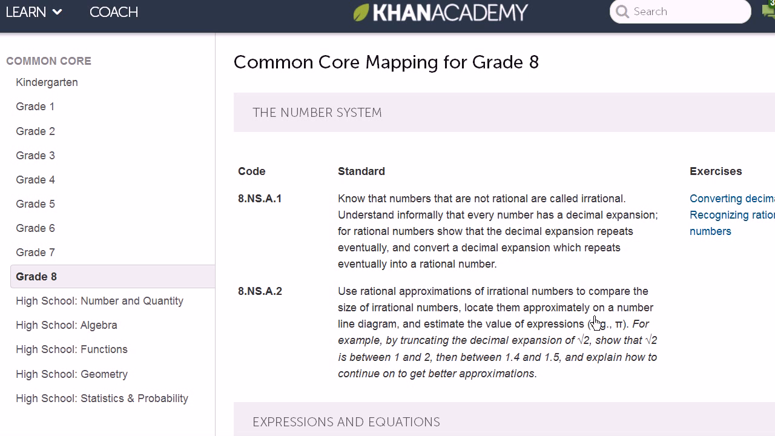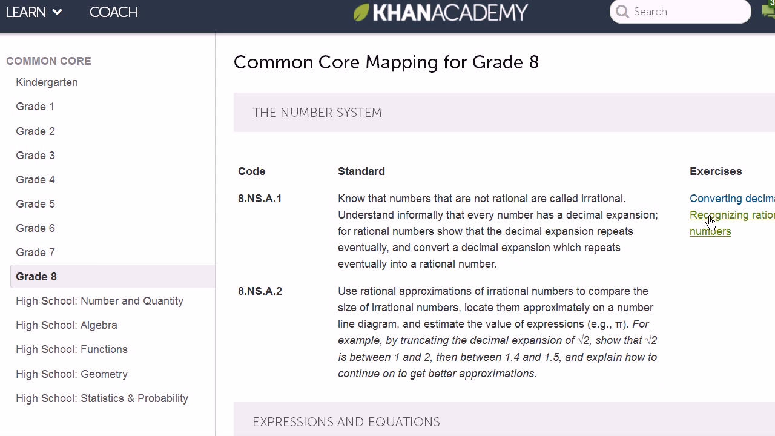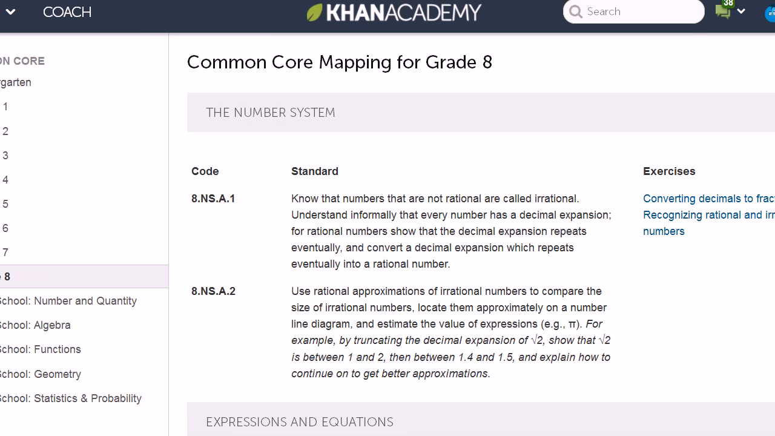And so what you see right over here is a screen of our Common Core site. This is really a dashboard where teachers or parents or even students can look at Common Core standards and then think about which Khan Academy content maps to that standard. It's available at khanacademy.org/commoncore. And you could go by different grade levels, grade 7, grade 8, and you could see the different Khan Academy exercises that cover that standard.